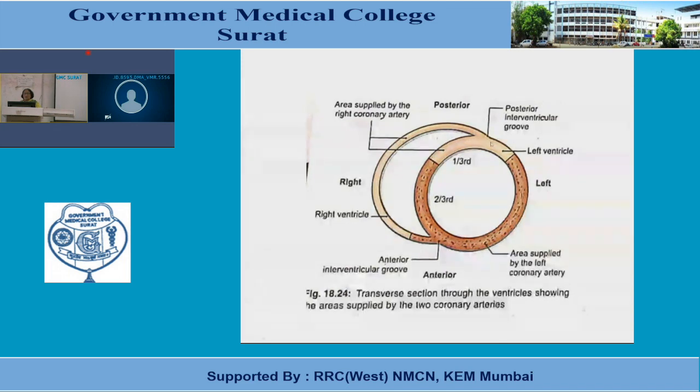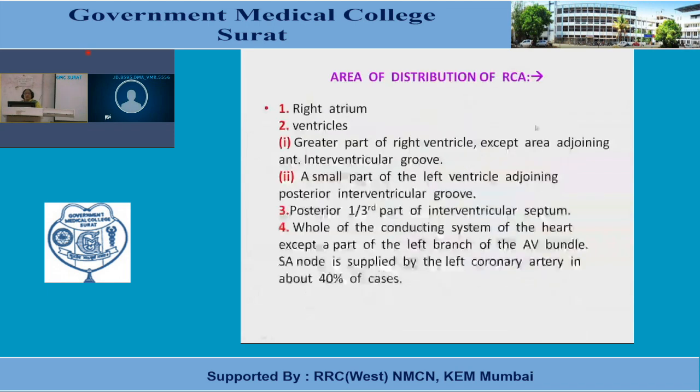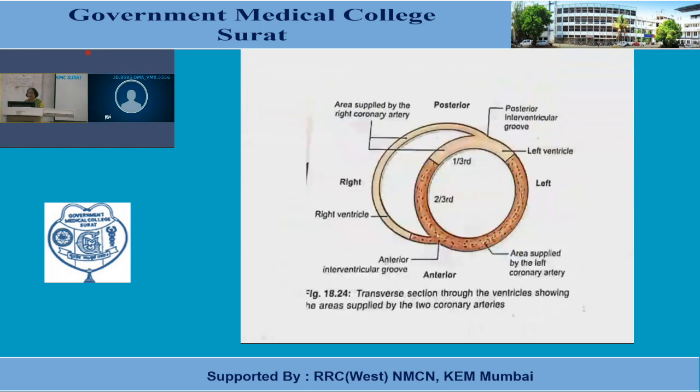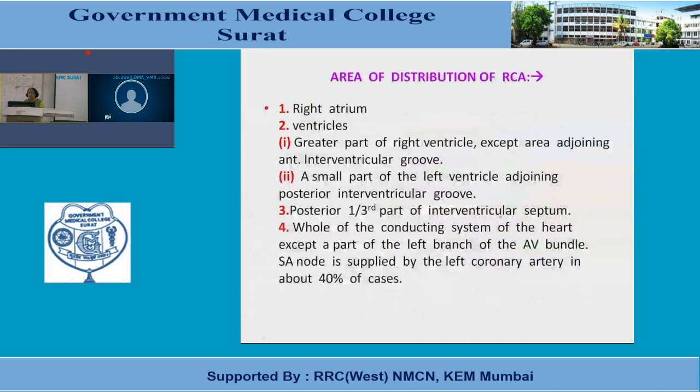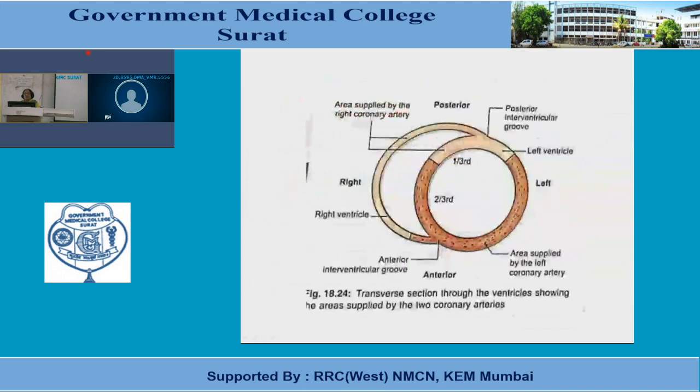Now, as per the theory, the area of distribution of the right coronary artery in the heart: the right atrium, then the ventricles, the greater part of the right ventricle, except the area adjoining the anterior interventricular groove, as I showed in the diagram. Okay, so far. Now the posterior 1/3 part of the interventricular septum. Here you can see the interventricular septum. The posterior 1/3 part of the interventricular septum is supplied by the right coronary artery.